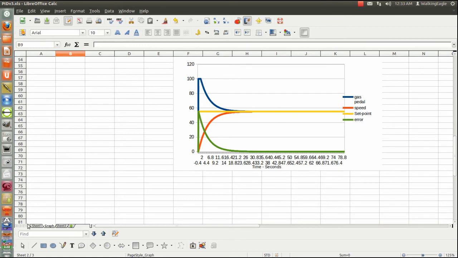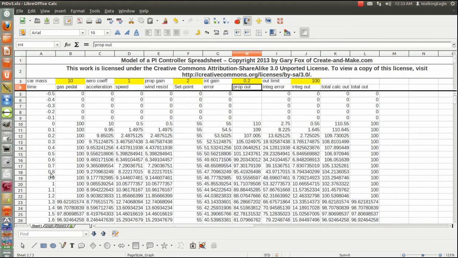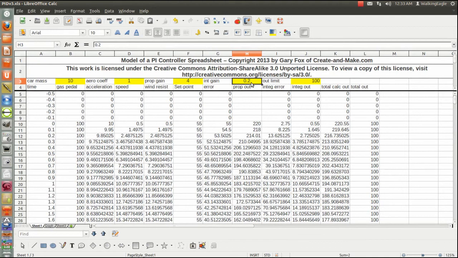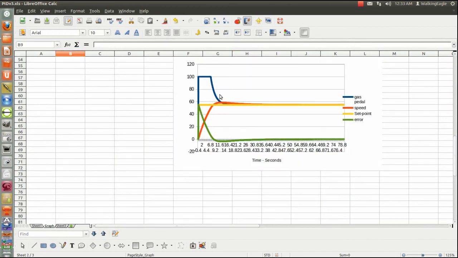So heck, if that worked, let's just try it a little bit more. So we'll increase proportional gain to 4. We'll also double this, and we'll make this 0.4. And now let's see what we have. And we got a little bit of overshoot there. So it really got up there in a hurry, but we have a little overshoot.